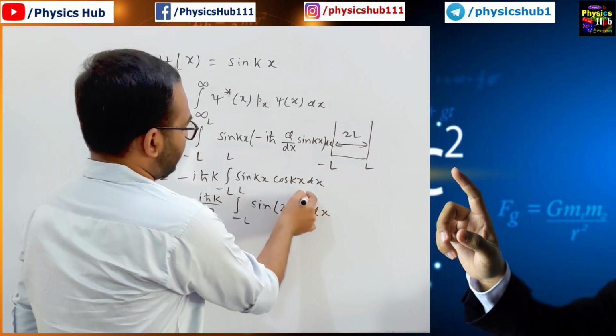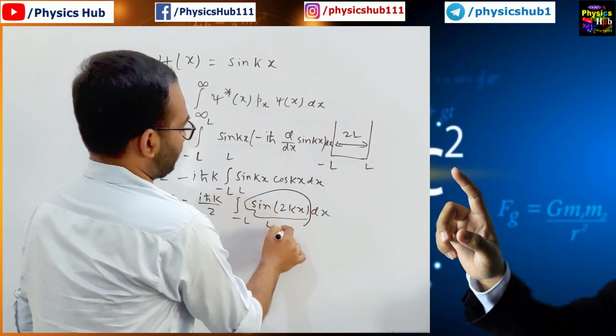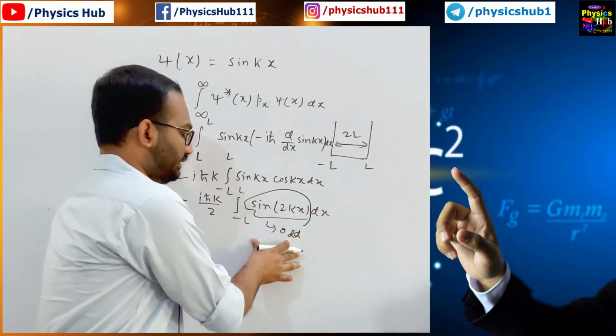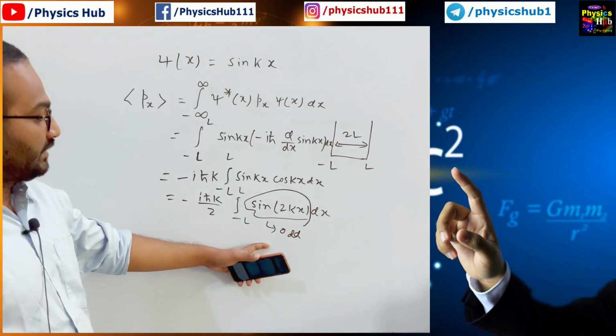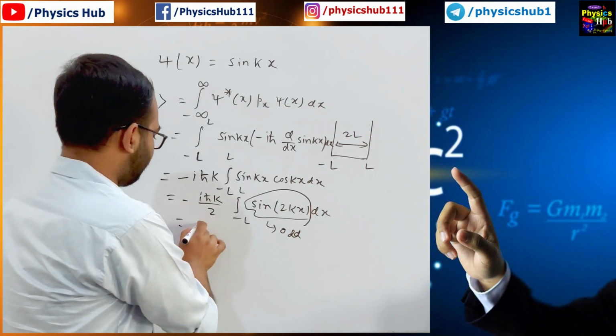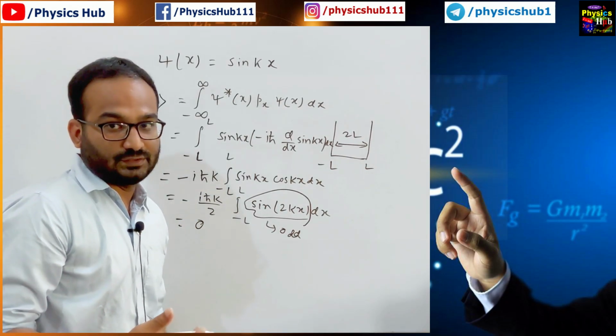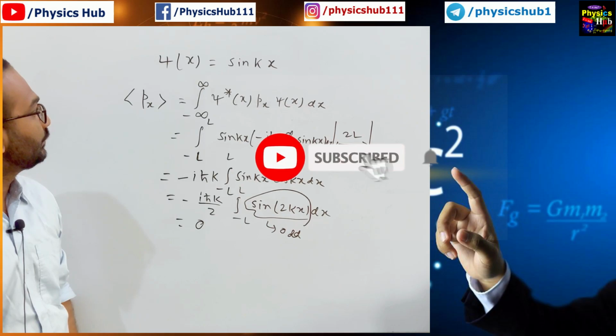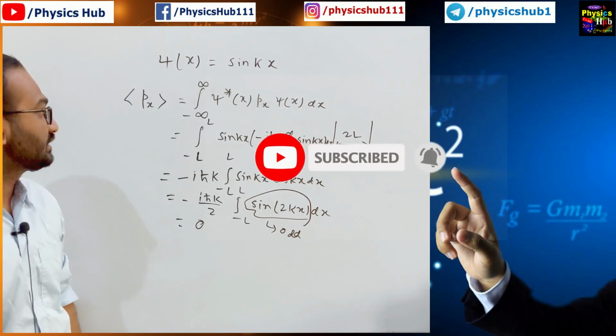And what is this integrand? This integrand is an odd function. And if the integrand is odd, this will produce 0. So the overall value will be 0. In this way we get the expectation value of momentum is 0. So option A is the correct option in this.